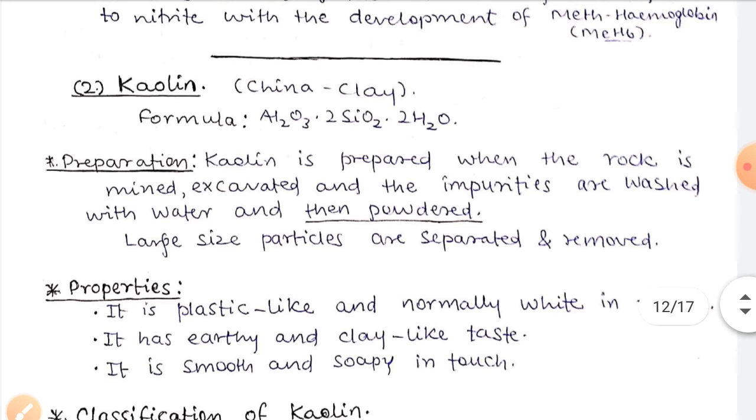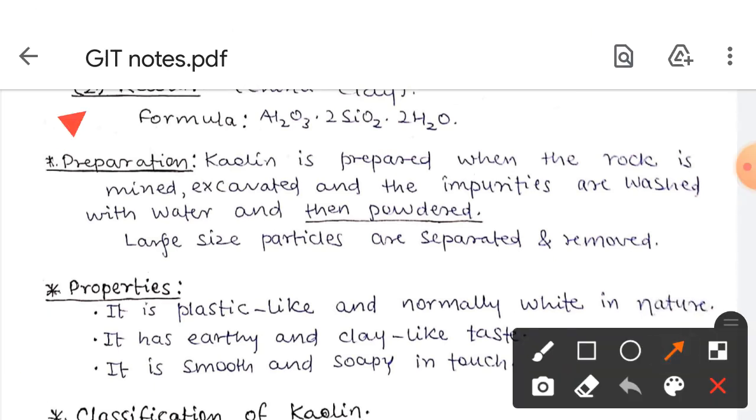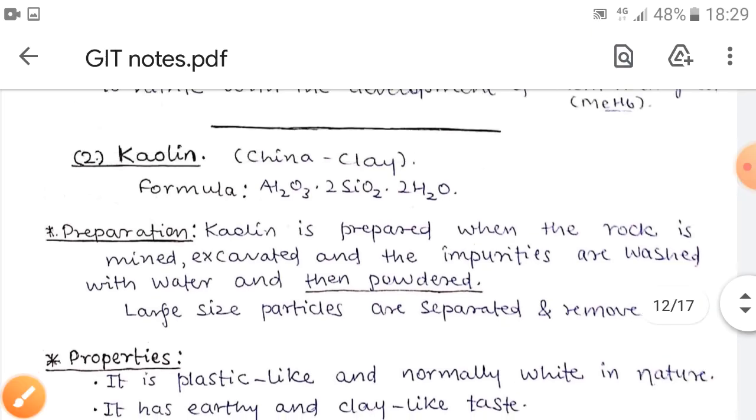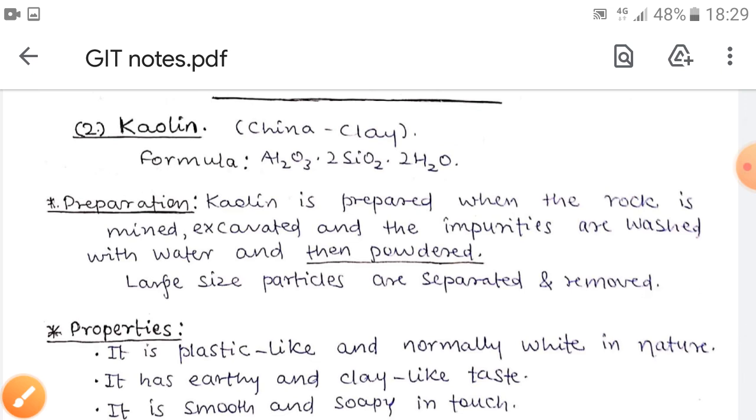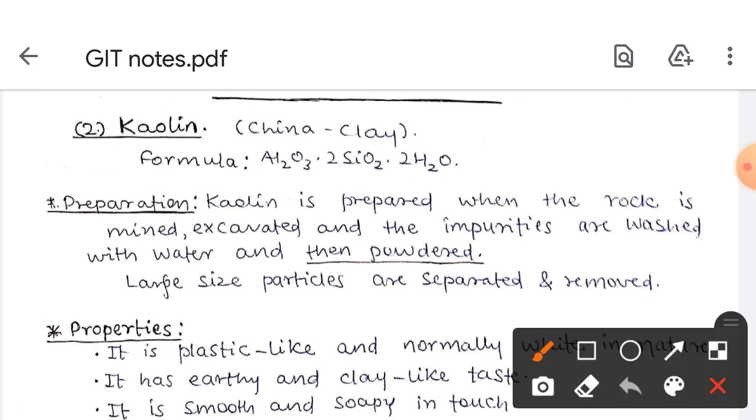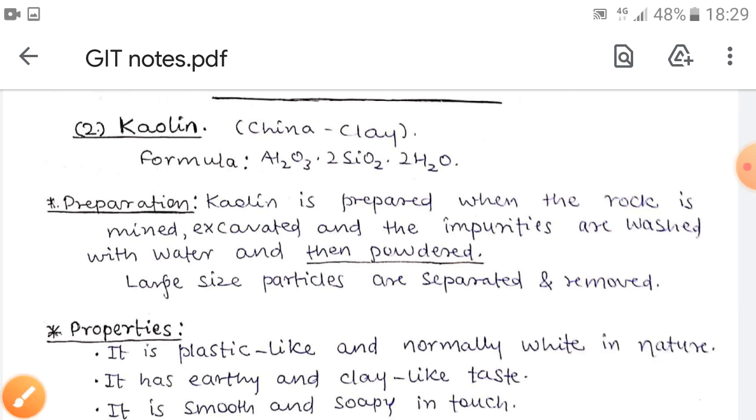Now we have to discuss the second compound, which is kaolin. Kaolin is also known as China clay. Formula is Al2O3.2SiO2.2H2O. It has 2 water molecules. Preparation is when the rock is mined and excavated, the impurities are washed with water and then it is powdered. Large size particles are separated and removed, and what we get is kaolin.